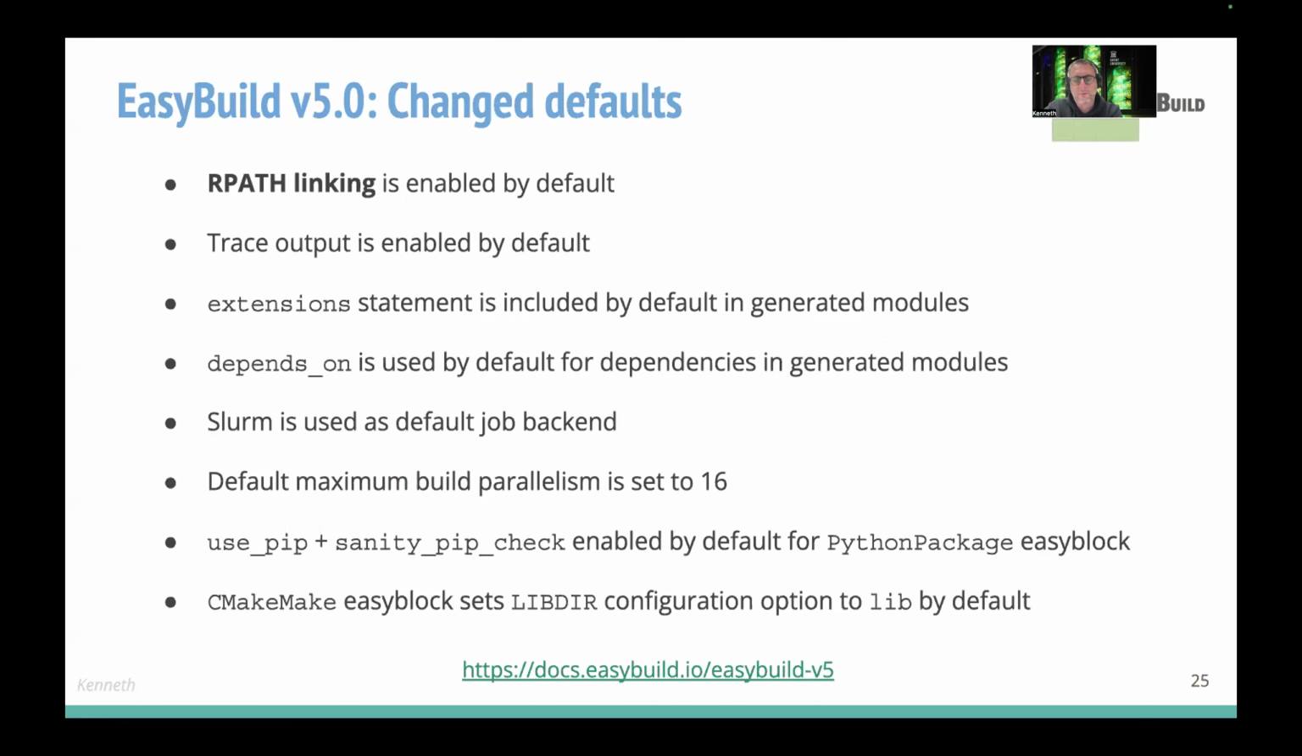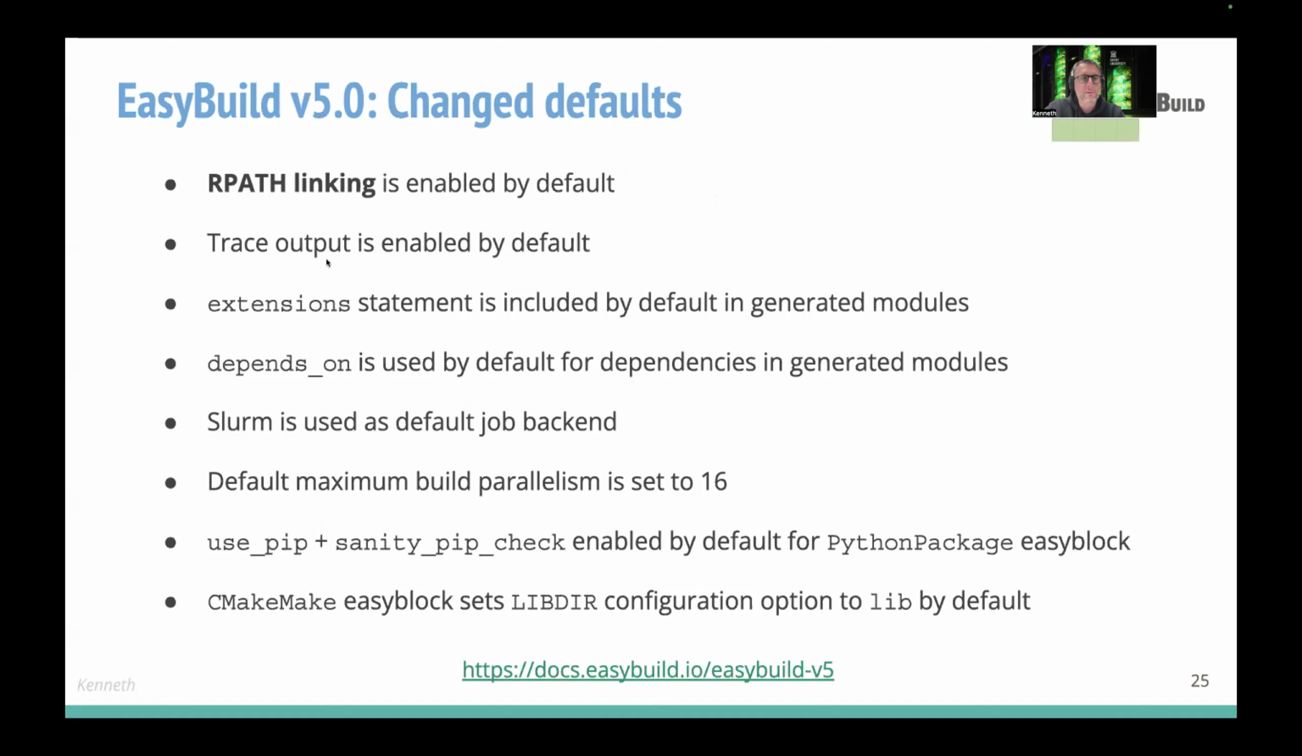A bunch of changes were made in the default configuration of EasyBuild. The biggest one of that is that we do RPATH linking by default now. So whenever EasyBuild builds an application that links to dependencies, it does that through RPATH linking, which is a particular way of making sure the dependency can be found. So it's a bit more hardwired, and it makes the installations a bit more robust.